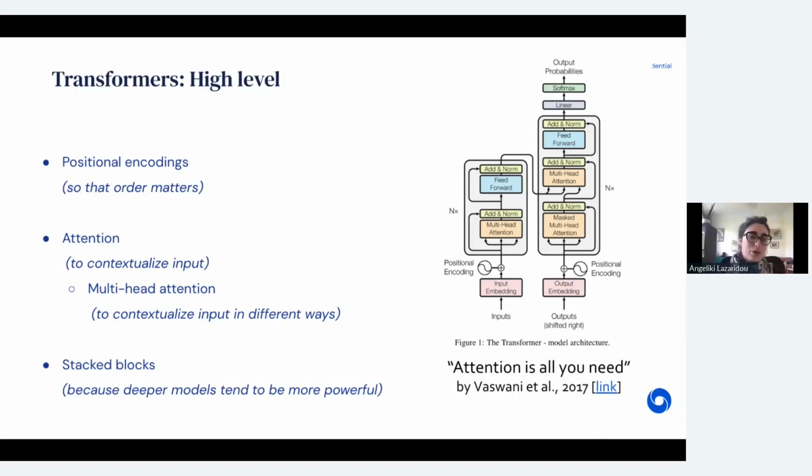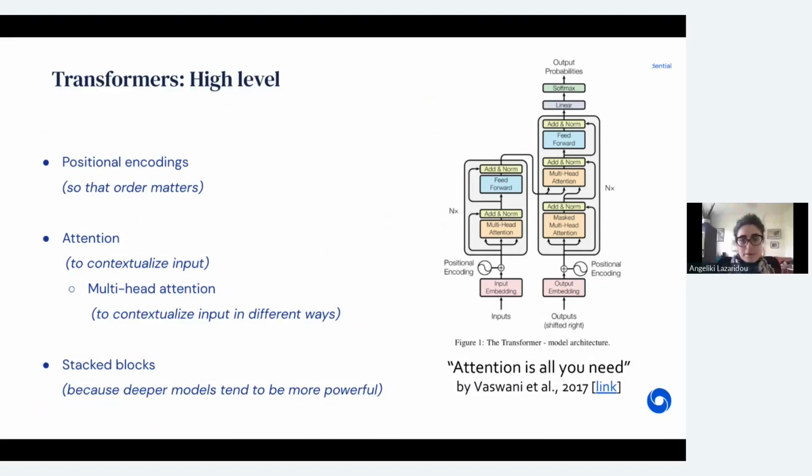Finally, because this is deep learning, we have a lot of stacked blocks. The main reason being that deeper models tend to be more powerful. So now I'm going to unpack this notion a bit so that we can get a better understanding of what a transformer is and why it works so well.